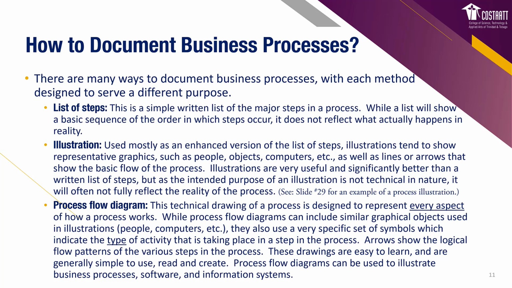While process flow diagrams can include similar graphics or graphical objects used in illustrations, including people shaking hands or people using computers or whatever it might be, they also use a very specific set of symbols which indicate the type of activity that is taking place in a step in the process.